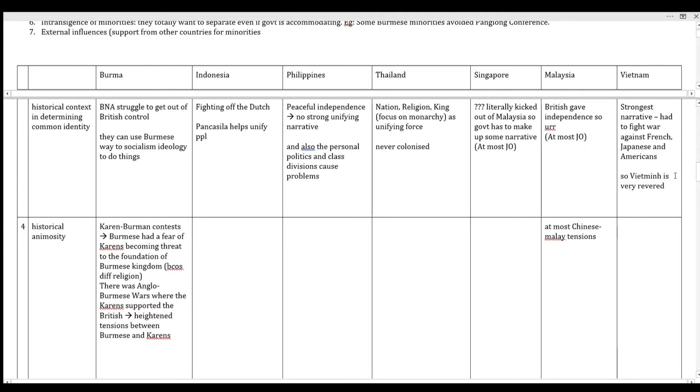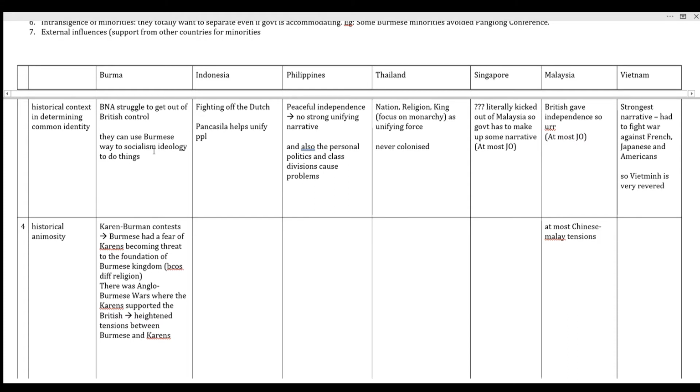Okay, so now with regards to colonialism, there's also a historical context in how they got out of colonialism. So in terms of Burma, there was a struggle to get out of British control. It's a bit like how India had a struggle to get out of British control. The same thing for Burma. And yeah, they had their own Burmese Way to Socialism, and that was the ideology they were using to rule the country after independence.